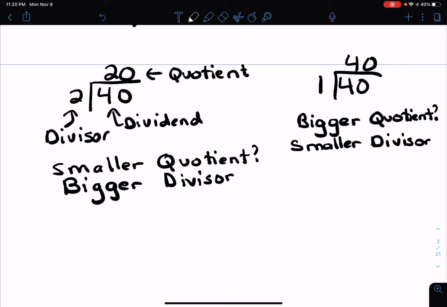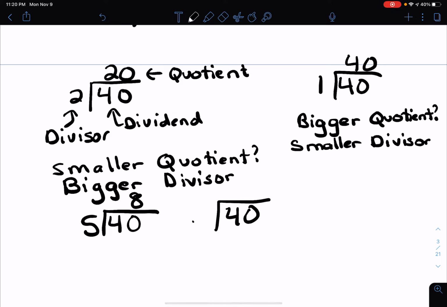So let's say I take 40 and instead of dividing by 2, I divide by 5. Well, 5 goes into 40 8 times. So notice that my divisor went up from 2 to 5. Quotient went down from 20 to 8. I could take 40 and divide by 10, make my divisor even bigger, and my quotient goes down even more, down to 4. So it's kind of an opposite reaction here.